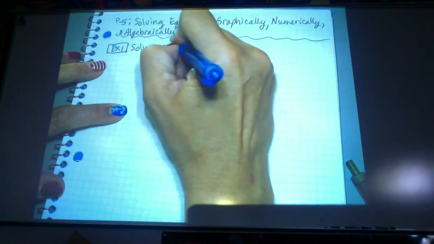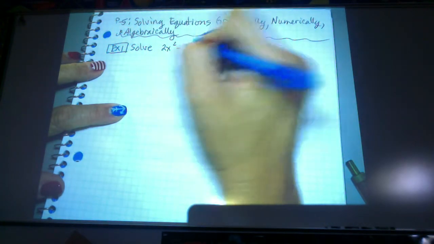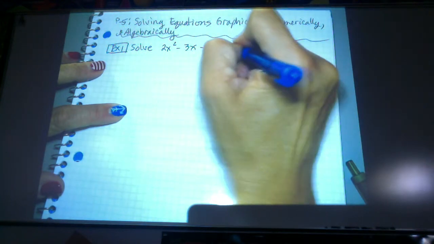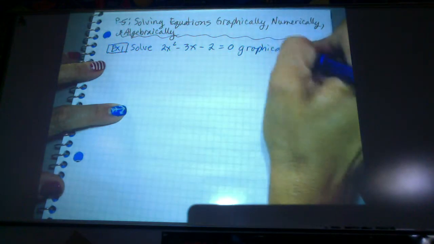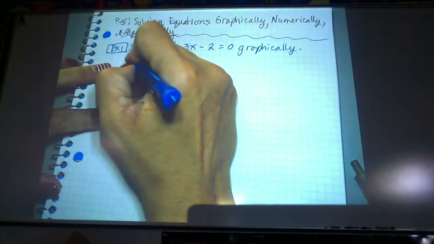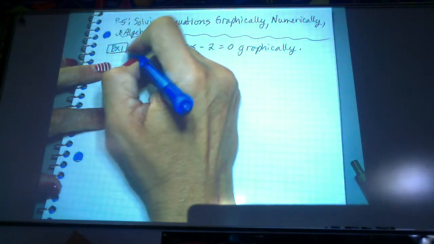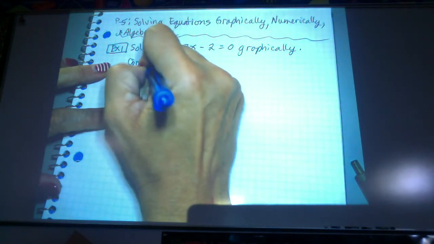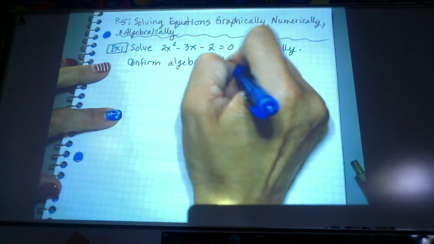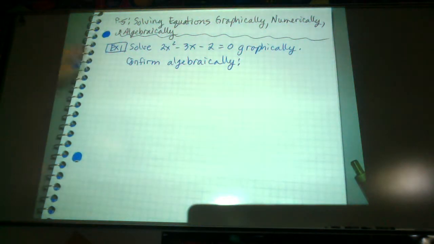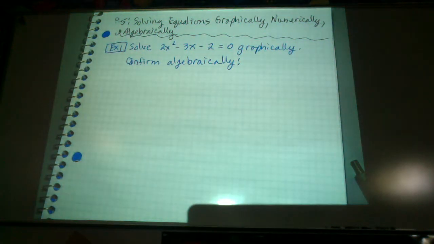So this one we are going to solve 2x squared minus 3x minus 2 equals 0 graphically, which implies using your calculator, period. But then they tack this on: confirm. Spell correctly, confirm, algebraically. So they're going to have you sketch the graph, show where the solutions are from that graph, and then they're going to have parts where you have to show it algebraically, all on the same question. So we're going to start off with the graphically.